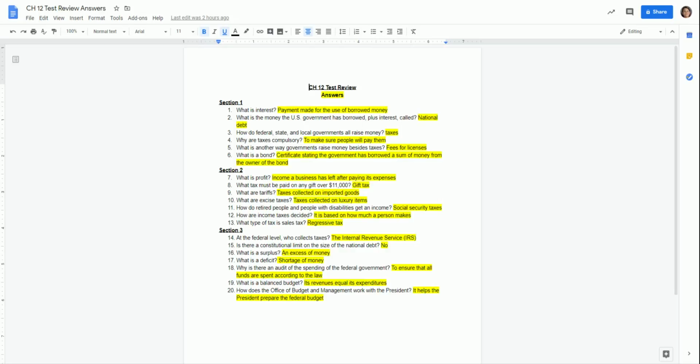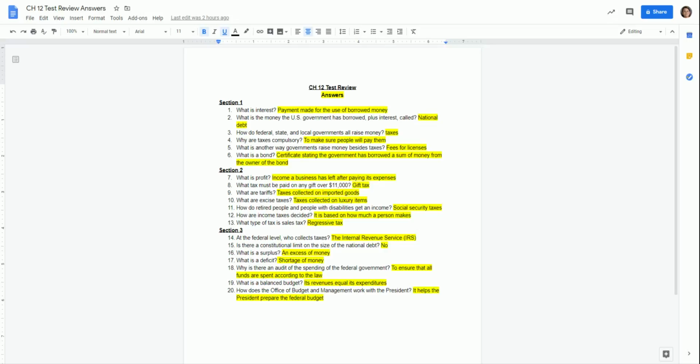Okay, so let's talk about the answers to your review sheet. A lot of these were pretty simple. They were all questions from your quizzes, so they should have been pretty easy for you to find the answers. Some of them, like this one here, is just a definition. What is interest? I'm going to go through and explain a few of these that might just be a little bit confusing.